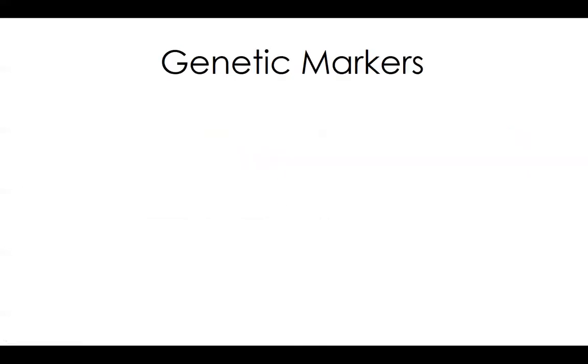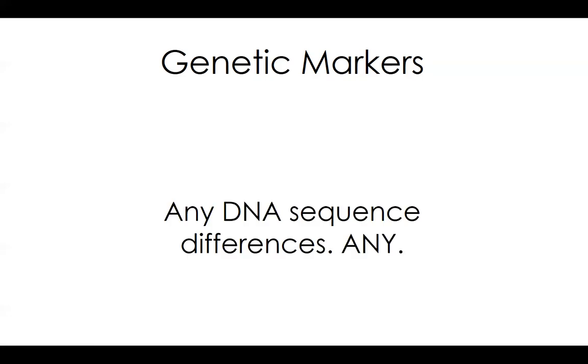Genetic markers in some ways are the easiest type of markers, but also the most broad, and sometimes that makes them a little bit vague. Any DNA sequence that's different. Literally any type of sequence difference, period. This could be between two individuals. This could be between different species. This could be anything that's different. So let's just break that down into some potential differences.